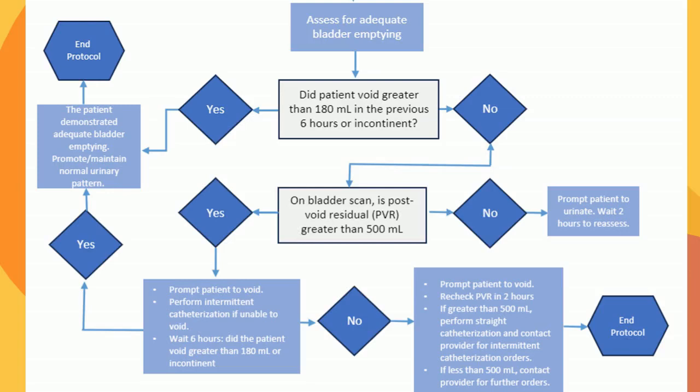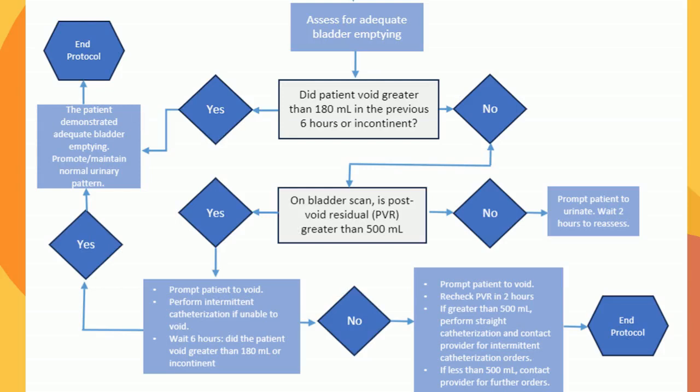If the answer is yes, you want to prompt the patient to void, perform intermittent catheterization if they are unable to void, wait 6 hours, and note if the patient void was greater than 180 mLs or if they've been incontinent. Again, if that answer is yes, then the patient demonstrated adequate bladder emptying and the protocol has ended.